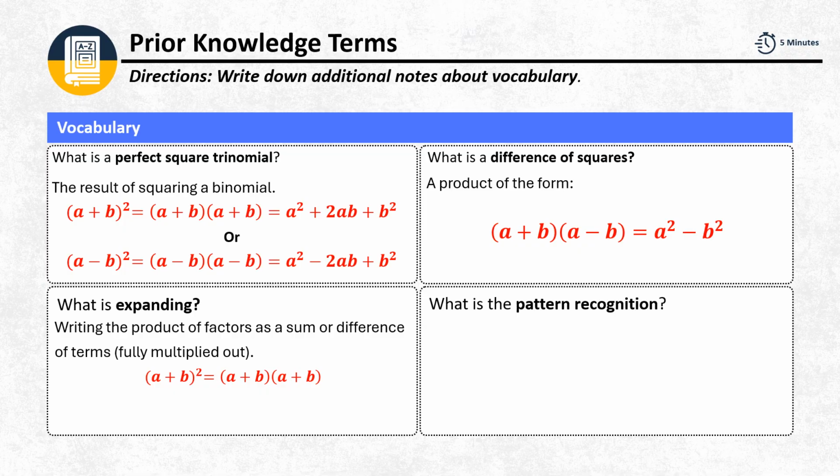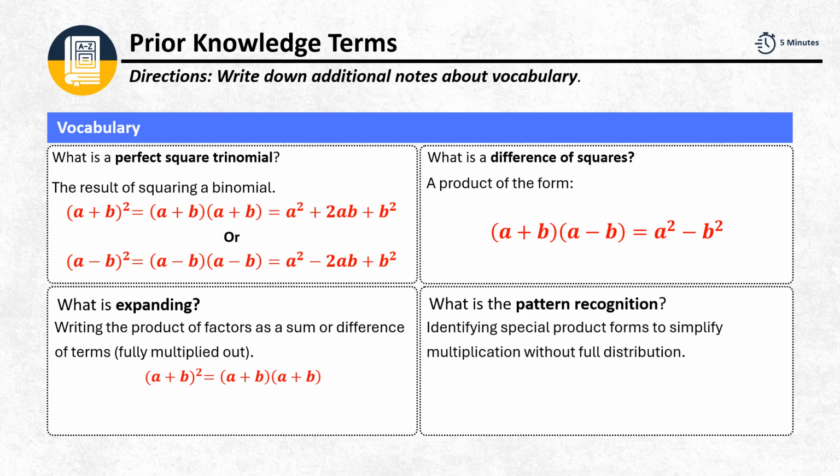Then we have what's called expanding, and that's what I was referencing earlier with the perfect square trinomial, where if you have a binomial squared, you can do something called expanding, and that's writing the product of the factors as a sum or difference of terms, meaning you're just fully multiplying it out. You're rewriting that binomial as the same binomial twice, (a + b) times (a + b).